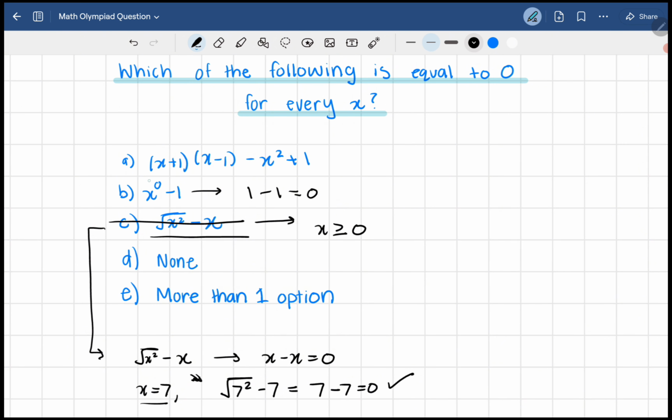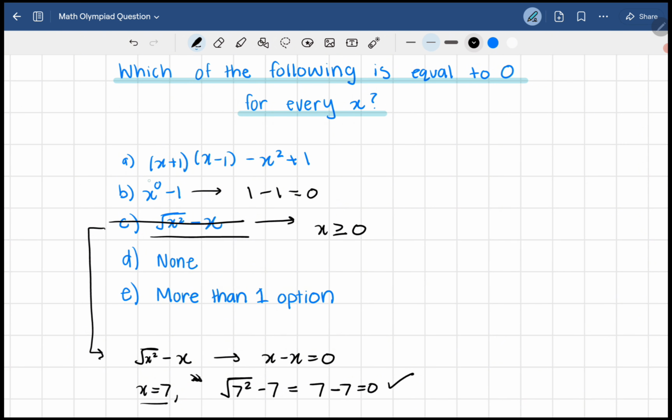But let's say you do 0. Now, do you know what 0 to the power of 0 is? Well, it's undefined. Undefined minus 1 is still undefined. So undefined is not equal to 0. So this is only true when x is not equal to 0. The moment x is equal to 0, you're going to get an undefined value. So it cannot be the second option.